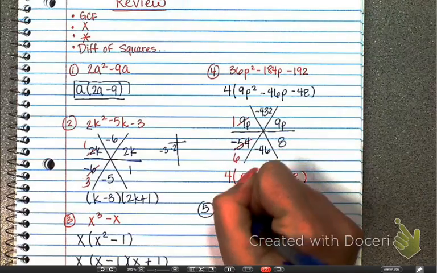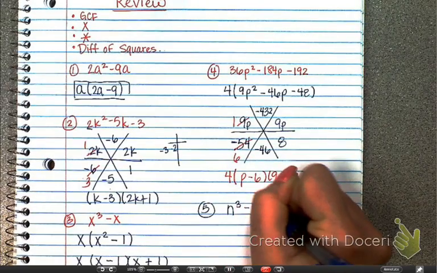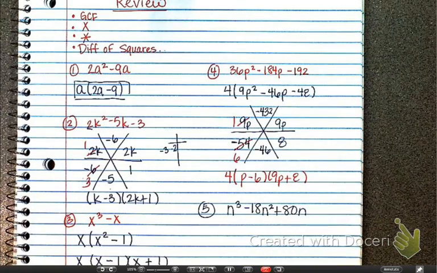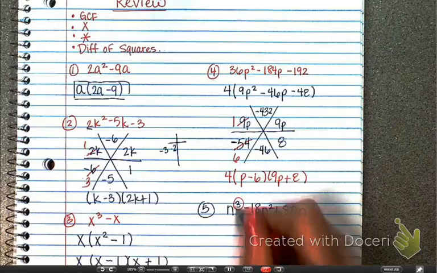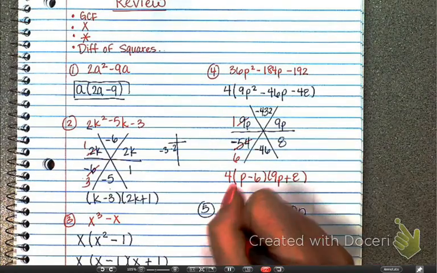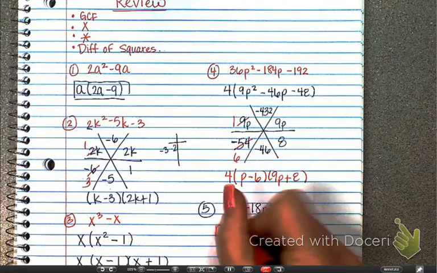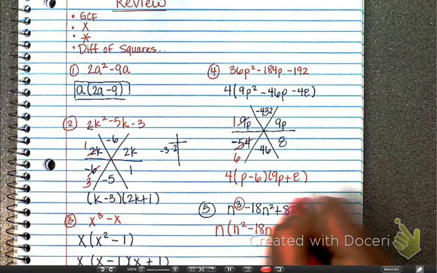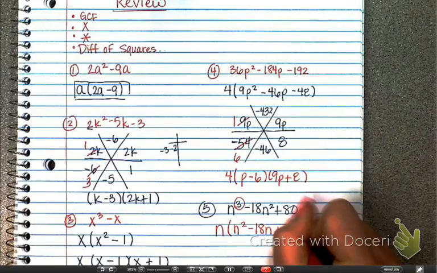And then lastly, we have n to the third minus 18n squared plus 80n. GCF between all three, okay, you should recognize right away that that's cubed. So I can definitely pull out an n. There's no number I can pull out. So I'm left with n squared minus 18n plus 80.